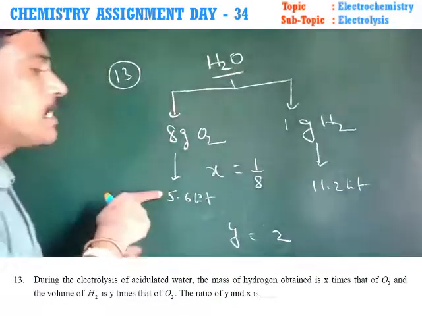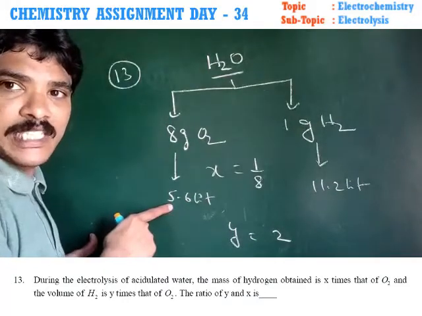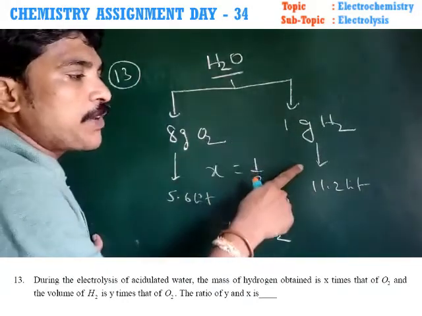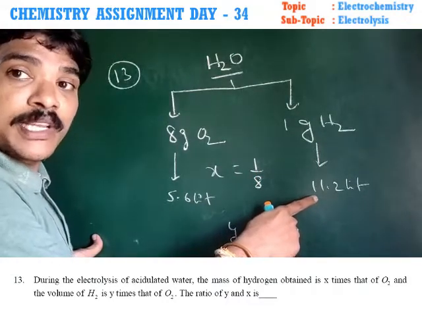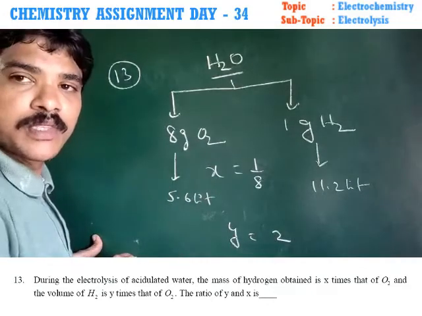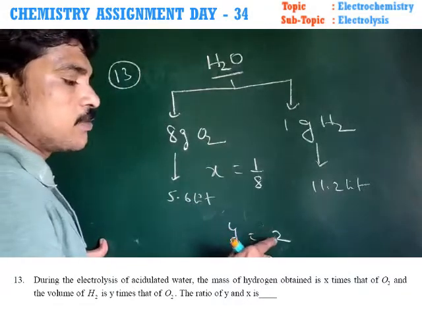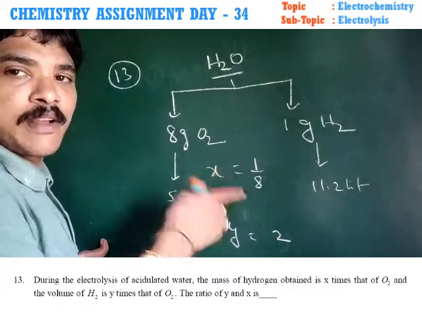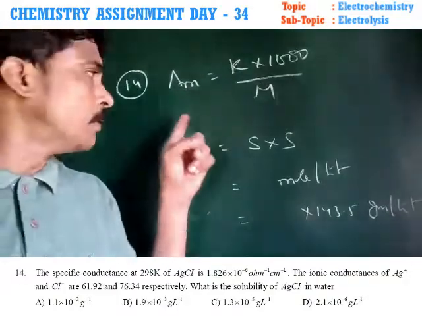And volume is considered: for 8 grams of oxygen, the volume is 5.6 liters at STP. For 1 gram of hydrogen, the volume is 11.2 liters at STP. Therefore, the volume of hydrogen is 2 times that of oxygen. Then the ratio of y and x, where y is 2 and x is 1 by 8, y by x is 16.